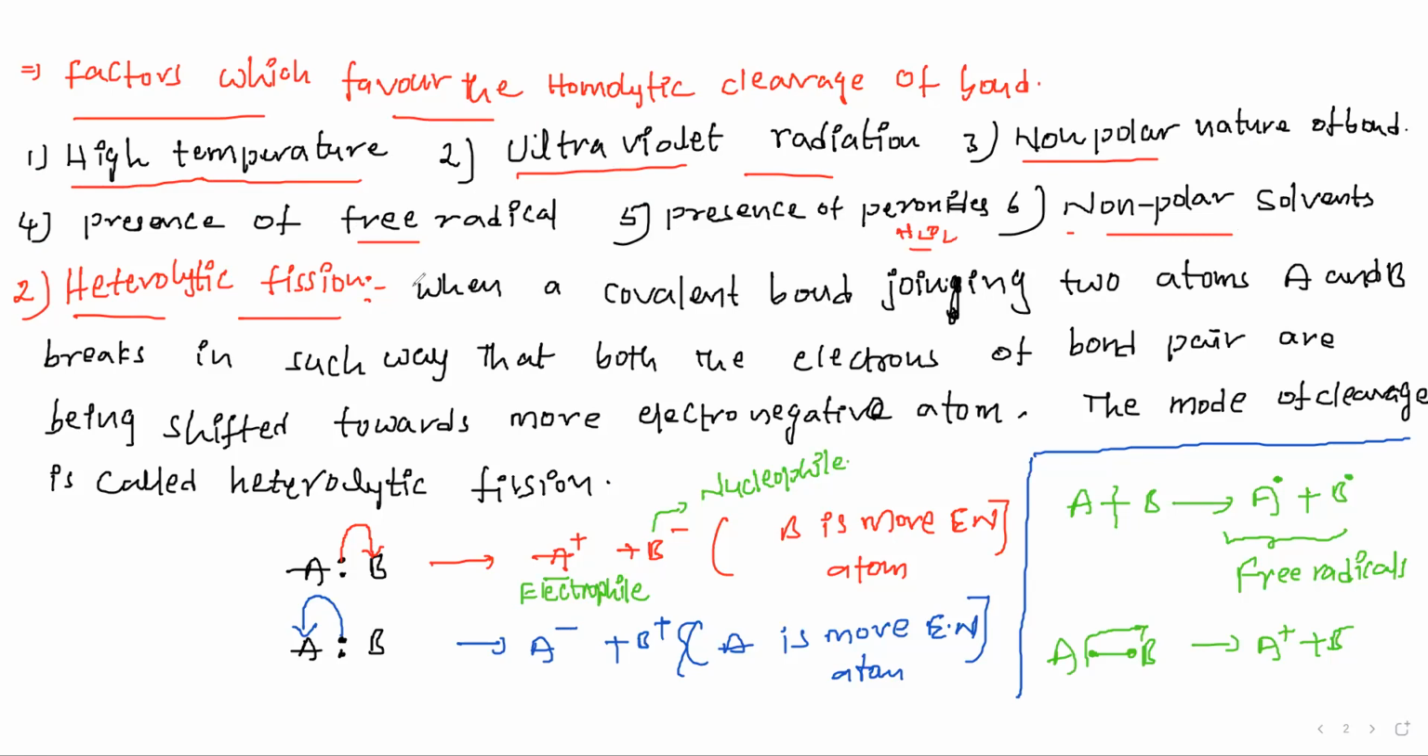Heterolytic fission is the opposite. A covalent bond joining two atoms A and B breaks in such a way that both electrons of the bond pair shift towards the more electronegative atom. Here we consider case 1 and case 2. In the first case, B is more electronegative, so B pulls the electrons from A towards itself. The result is that A becomes positive and B becomes negative.